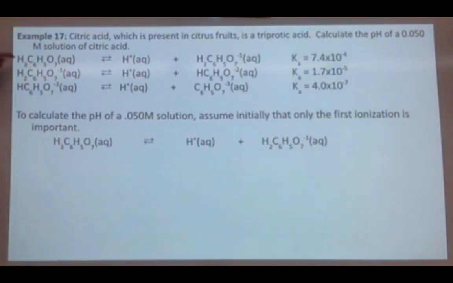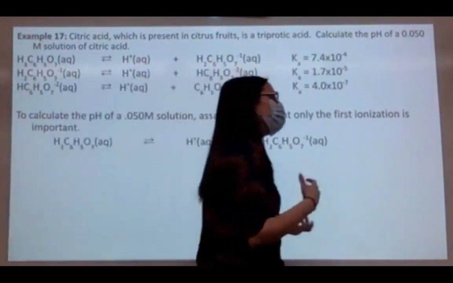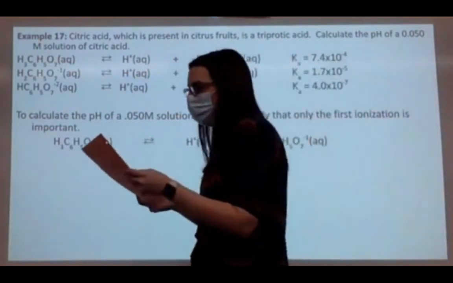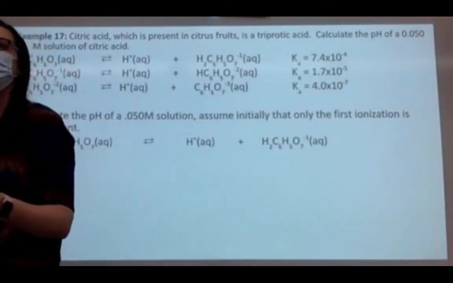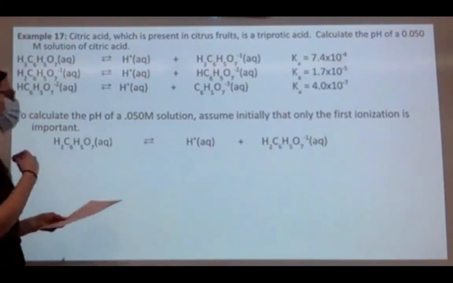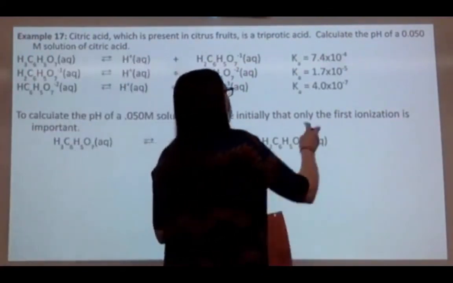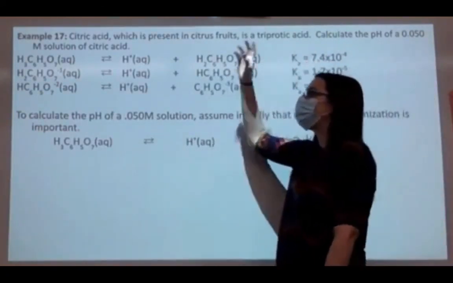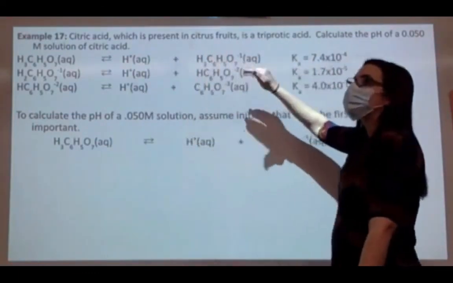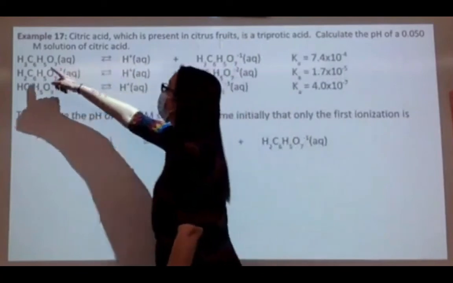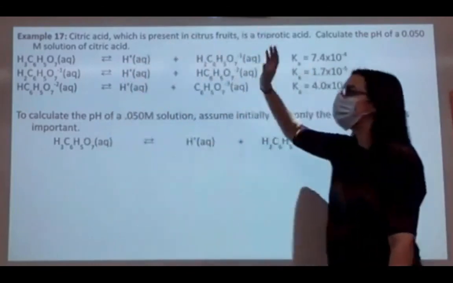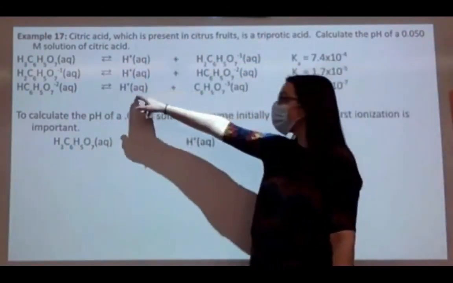And you see that you have 3 equilibrium equations here. If you actually look at Appendix D, citric acid has 3 Ka values. The 3 Ka values represent each H that's being removed. So Ka1 represents the first H being removed. Ka2 represents the second H being removed. Ka3 represents the third being removed.